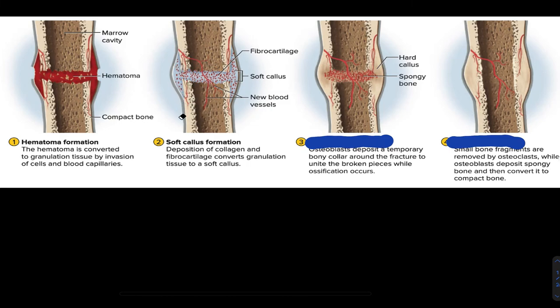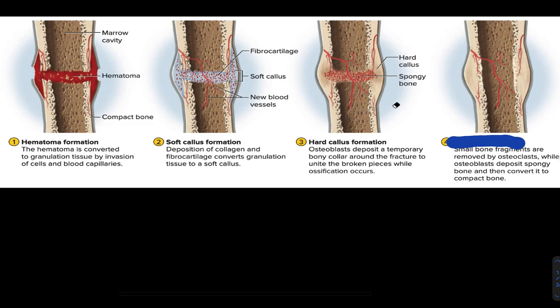Now, after another 1 to 2 days, the third step will happen, and this is hard callus formation. This is when osteoblasts deposit a temporary bony collar around the fracture to unite the broken pieces while ossification occurs. So this soft callus will now harden and calcify to become a temporary hard callus, like a cover, to help this bone rebuild itself. And now we have spongy bone here in the middle, and these blood vessels will start delivering nutrients.